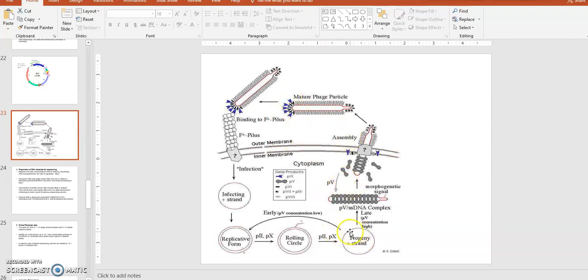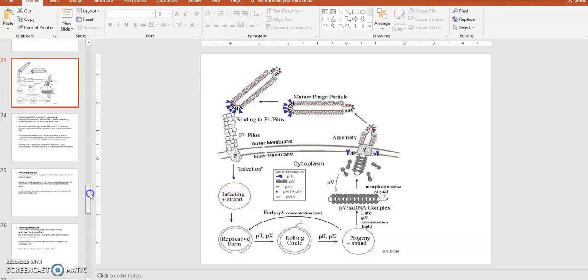So it's this unique feature that will be beneficial if you want to clone your gene in there, and then it'll become single-stranded. You don't have to do the denaturation process. Then you can just add primer and then add the DNA polymerase. You can sequence right away.